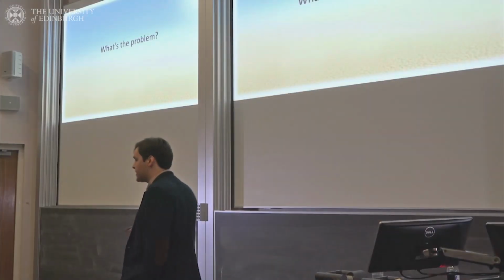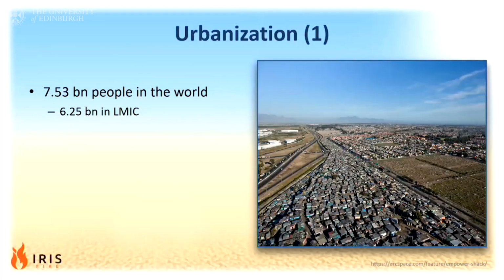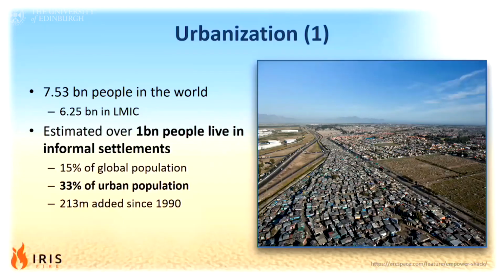So what is the problem that we're talking about? So urbanization. We have 7.5 billion people in the world currently, of which about 85% live in lower middle income countries. And there's an estimated 1 billion people in the lower middle income countries that live in things called informal settlements. And that's about 33% of the urban population around the world living in these informal settlements. So here we've got an informal settlement.